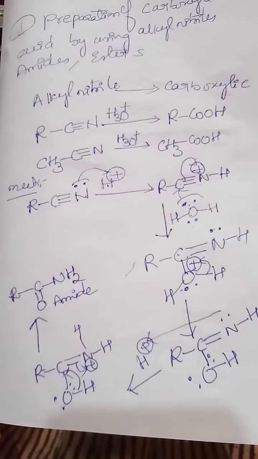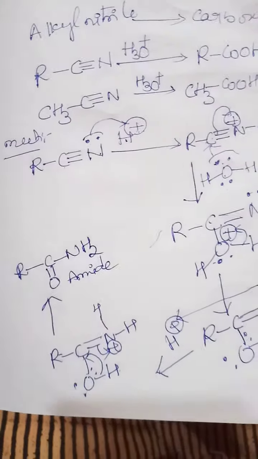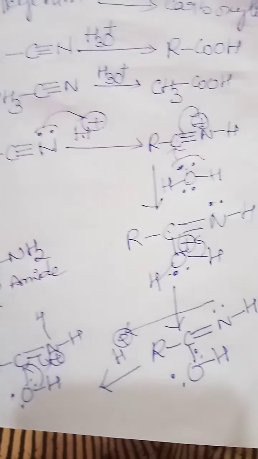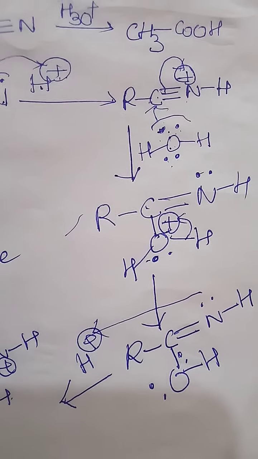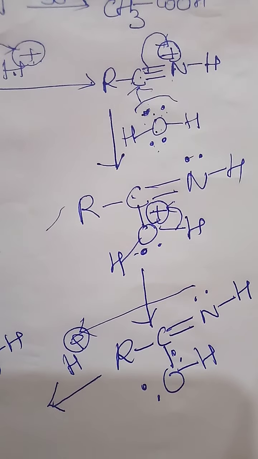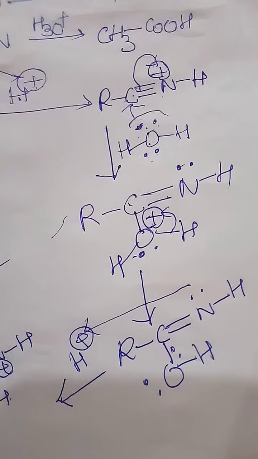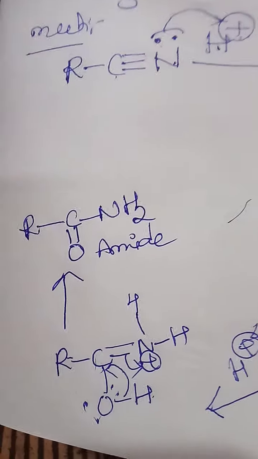So I will tell you slowly. What exactly happens here? We have taken the nitrile in the first stage. First the lone pair of electrons will be attacking the H plus, and this leads to the formation of a positive charge on the nitrogen. Again the water molecule will be coming, and this water molecule will be donating its electron pair to the electron deficient carbon. Now by this donation, the oxygen will acquire the positive charge, and again the lone pair of electrons will be attacking the proton, and that leads to the formation of the amide.